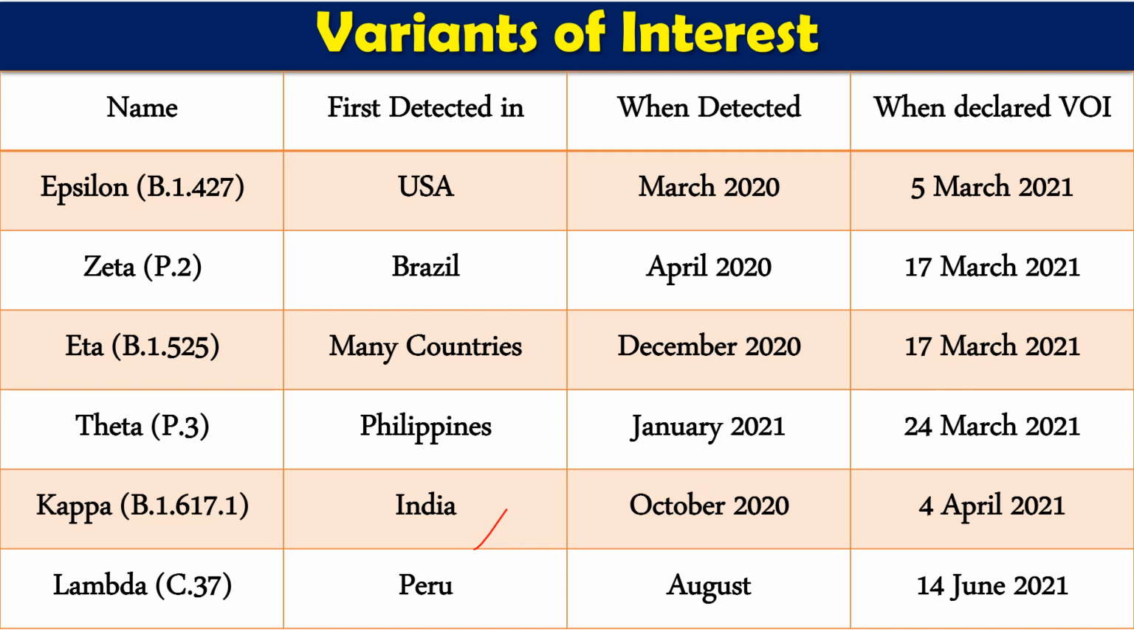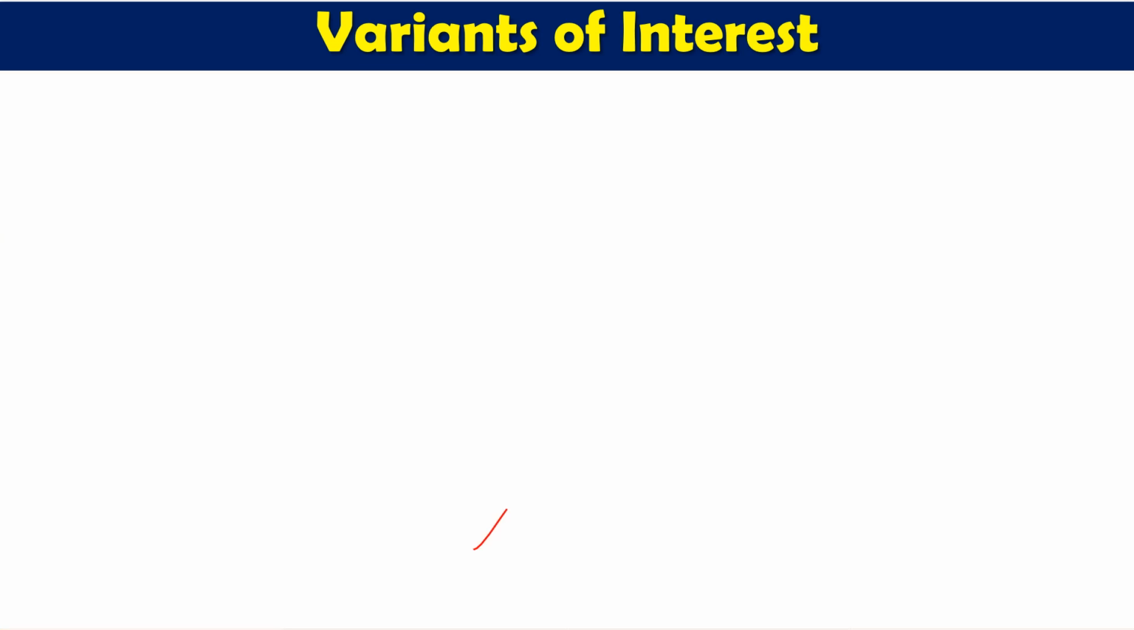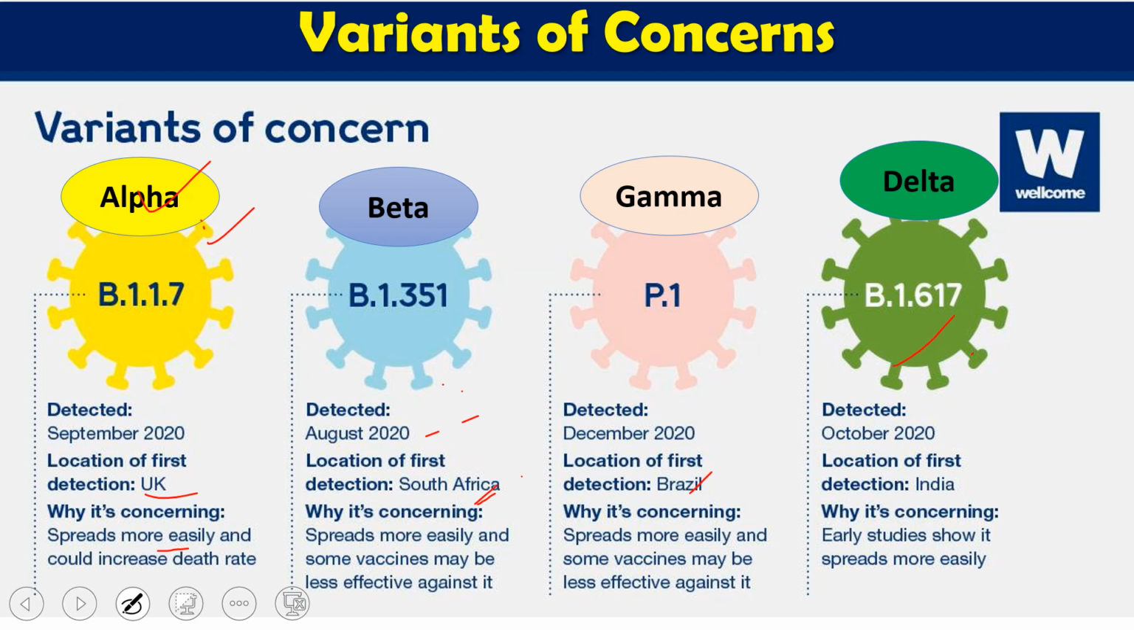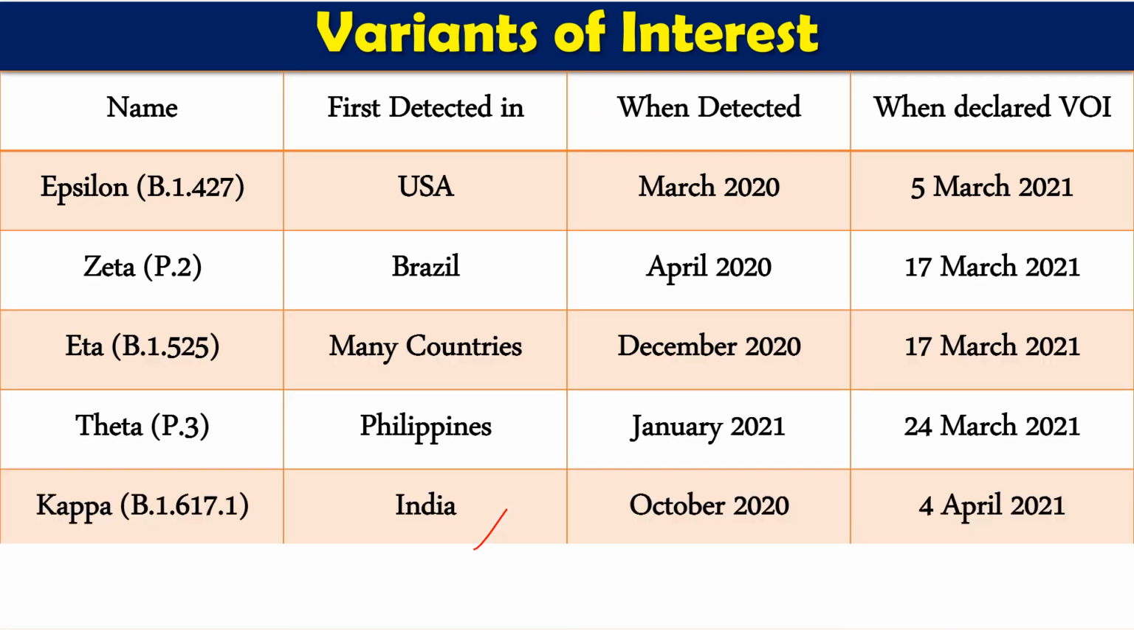Whatever double mutant we found in India was this one, B.1.617. In this one we have a second mutation. The first mutation we have seen was kappa, and B.1.617.2 is the second mutation, called the double mutant strain, that is called delta. In that one we have another variation called B.1.617.2.1, that is called delta plus, or it has some other name also.